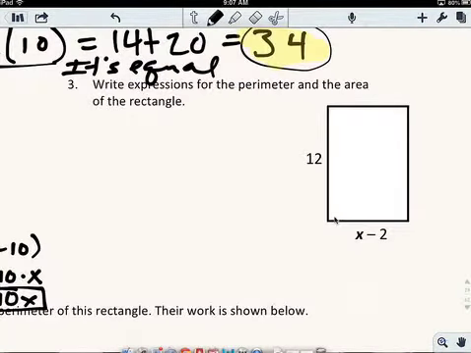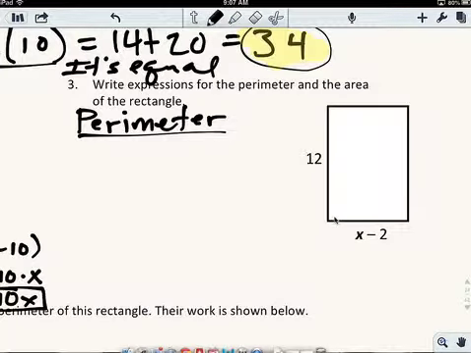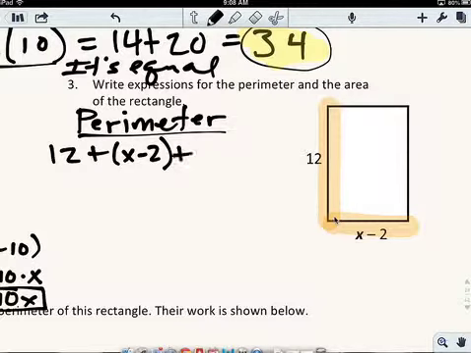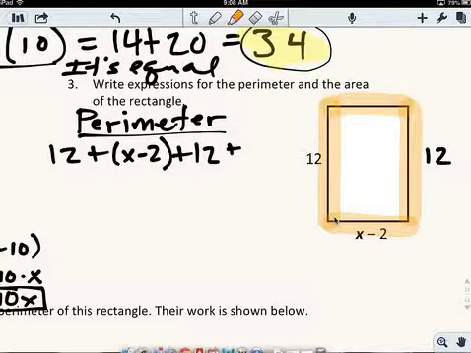Write expressions for the perimeter and the area of the rectangle. Okay, so we have to do the same kind of work. Let's start with the perimeter. And so we have to add up all the sides. I'm going to start with this side. So that's 12 plus this side, and I see x minus 2, plus this side. And that should be 12 again. So I'm going to add 12 plus the final side here, which is x minus 2.